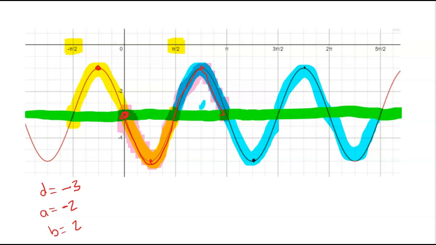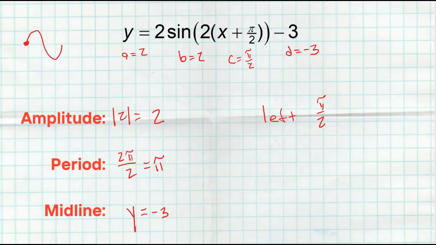But because I'm starting on the y-axis, I don't need to add in a translation. So this function would be y equals -2 sine of 2x minus 3. This function right here would be identical. It would produce the exact same graph as this one that we started off with.